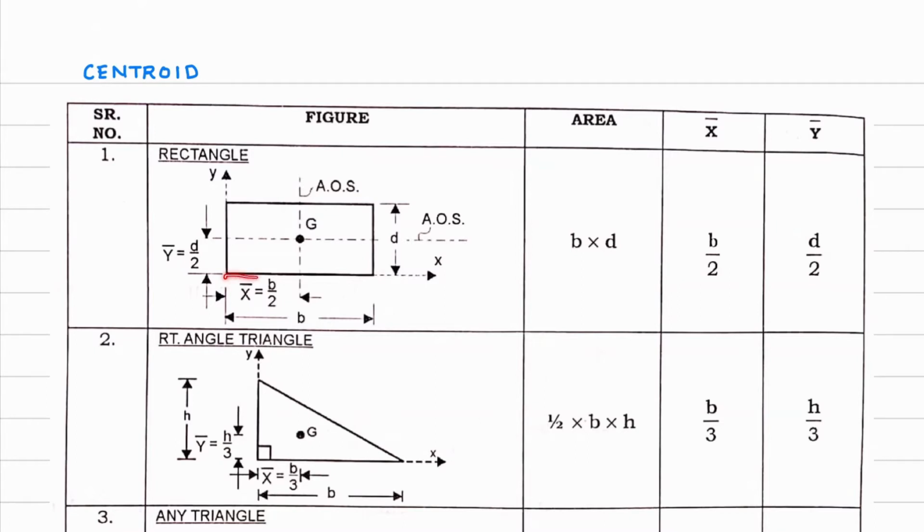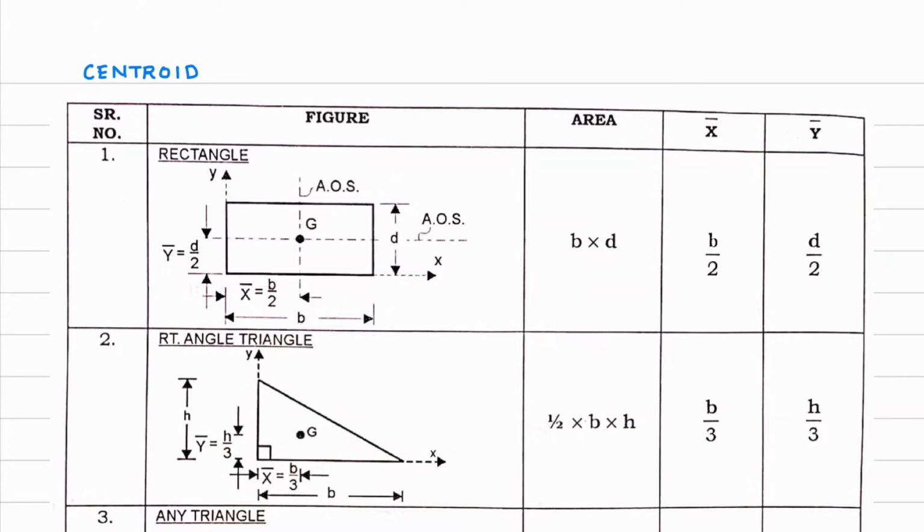Wherever the x-axis and y-axis intersect, that is origin point O. Basically we have to calculate x bar and y bar, which is the location of centroid from point O. The location of centroid is G, and we have to find this distance x bar and y bar with respect to point O, the origin, where x and y axis intersect. So for a rectangle, x bar will be half of the breadth, so b by 2, and if total height is d, then y bar will be d by 2.